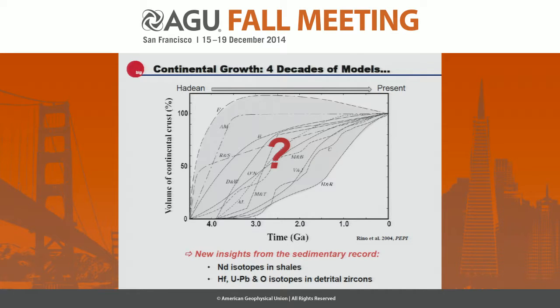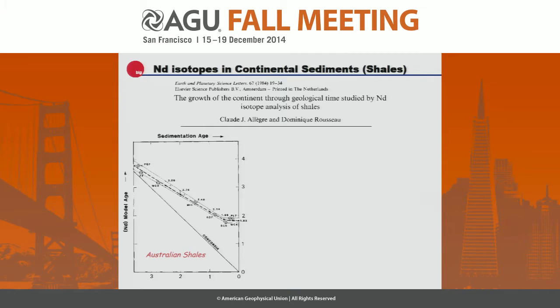So there is still a big question mark on that figure, and what I'm going to try to do today is give you some more insights using the sedimentary record, because that's the theme of the session. So, using two different approaches. One is based on the neodymium isotopes in shales, which are continental sediments, for those who don't know that. And the second approach is based on the combination of hafnium, uranium, lead, and oxygen isotopes in detrital zircons. Okay, so let's move to the first approach.